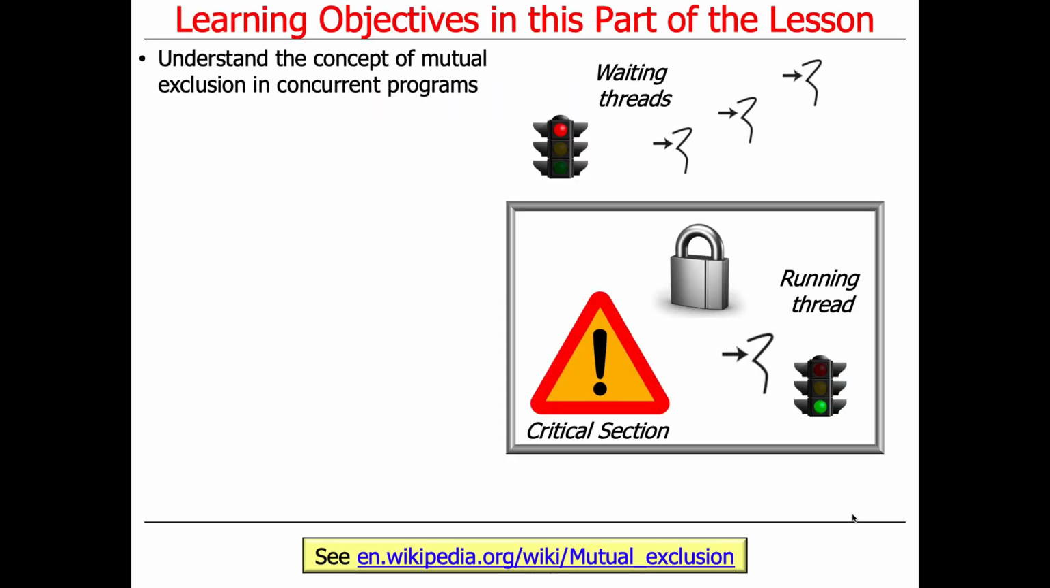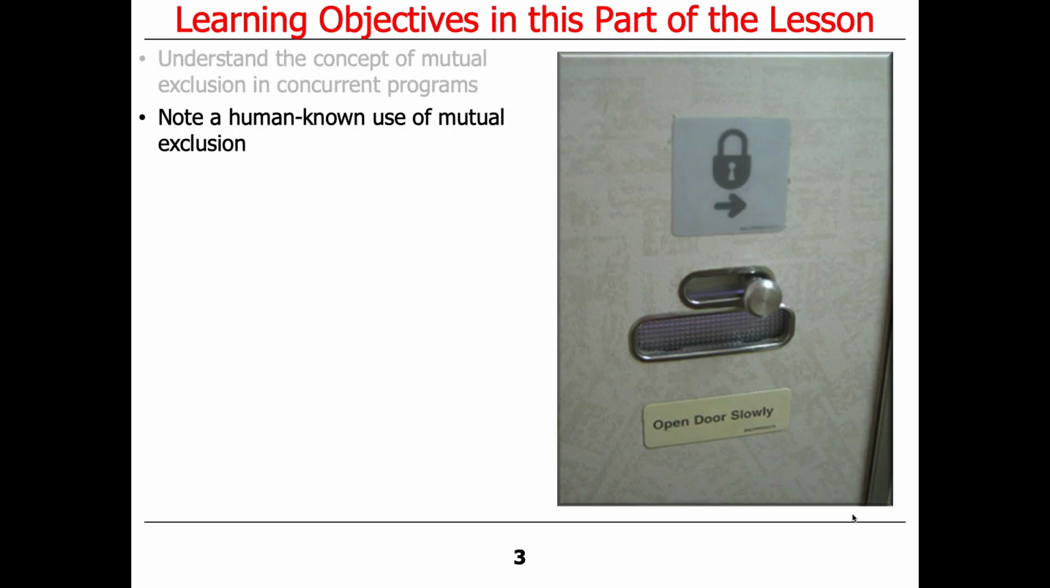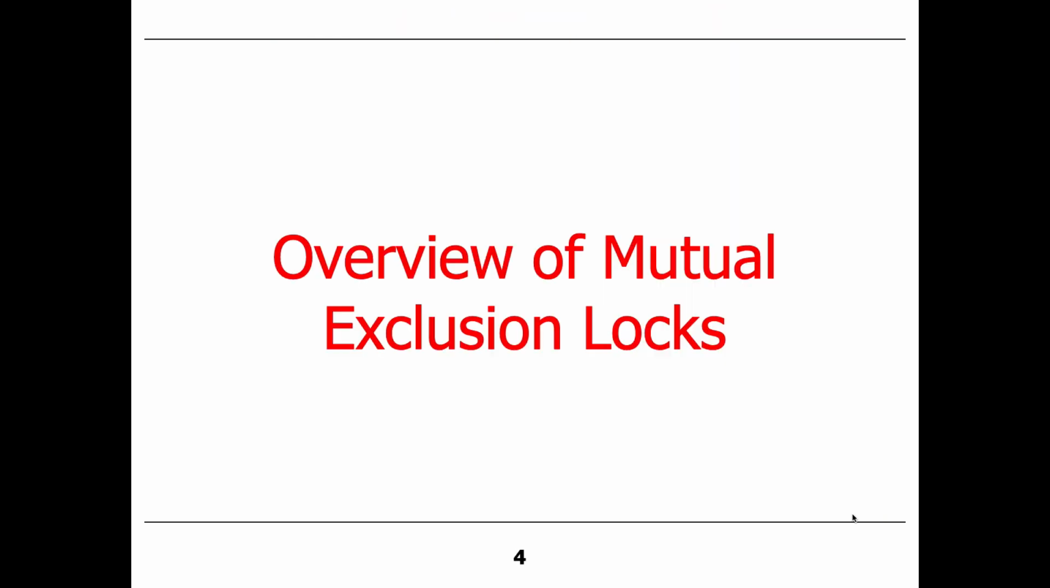We're going to start by talking about something called a ReentrantLock, and I'll explain what the concept of a ReentrantLock is by giving an overview of something called mutual exclusion. And I'll give you a human known use of mutual exclusion. I probably already used this before.